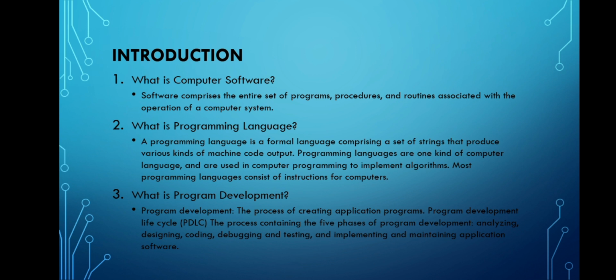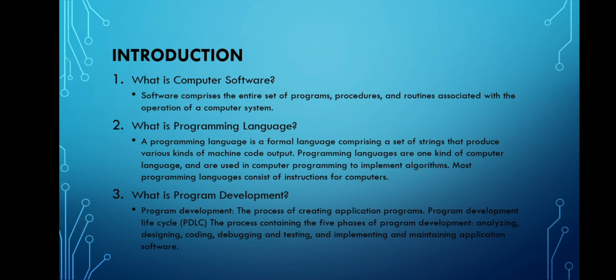What is computer software? Software comprises the entire set of programs, procedures, and routines associated with the operation of a computer system. What is a programming language? A programming language is a formal language comprising a set of strings that produce various kinds of machine code output. Programming languages are one kind of computer language and are used in computer programming to implement algorithms. Most programming languages consist of instructions for computers.